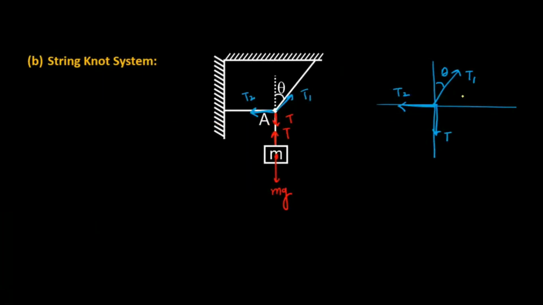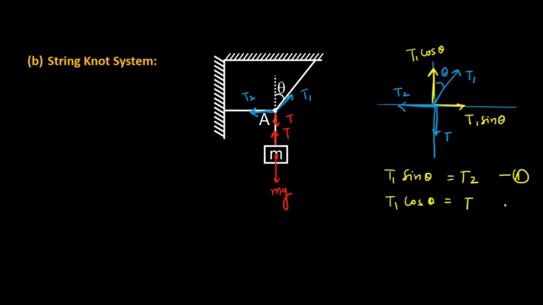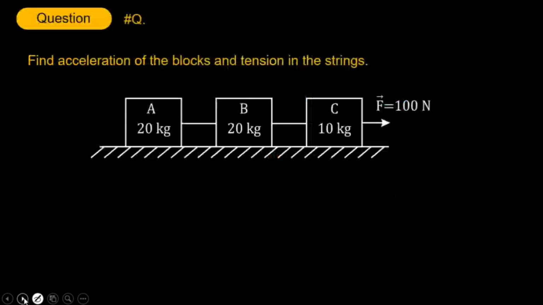This T1 can be broken into components, just like vectors. So it is going to be T1 cos theta and T1 sin theta. So T1 sin theta must be equal to T2, whereas T1 cos theta must be equal to T. Using these 2 equations, we can find out the unknowns if we are required to. So you can keep this particular question in mind. Maybe it can be there, maybe it cannot be. But I hope this revises everything we did till now.